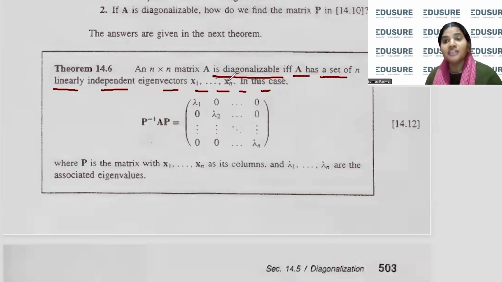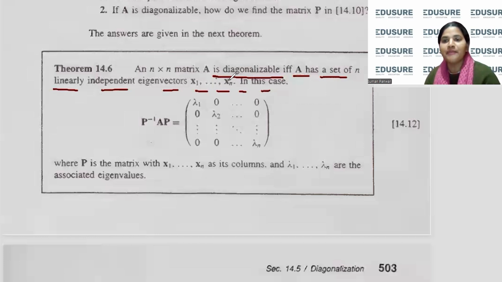Now, these eigenvectors are supposed to be linearly independent. Why? Because the determinant of P is non-zero. That means the rank of P is n because it is an n by n matrix. Now, what do we mean by the rank of a square matrix? It is the number of linearly independent columns or rows. So how many columns are there? n columns. Rank is n. Therefore, all these n columns have to be linearly independent.